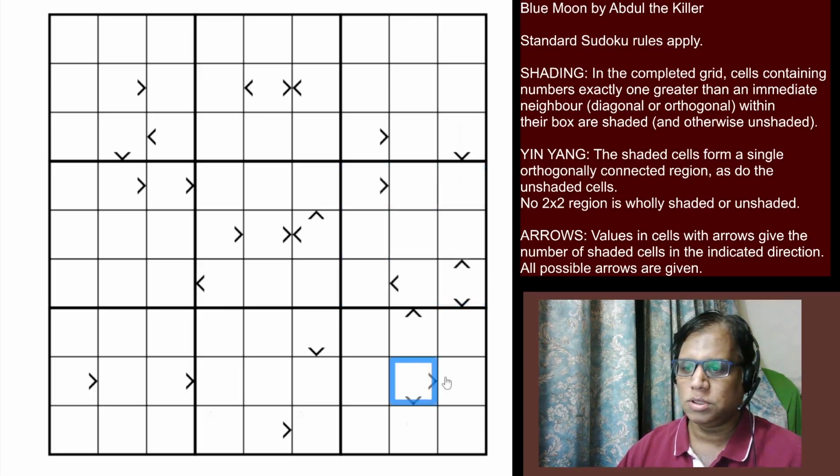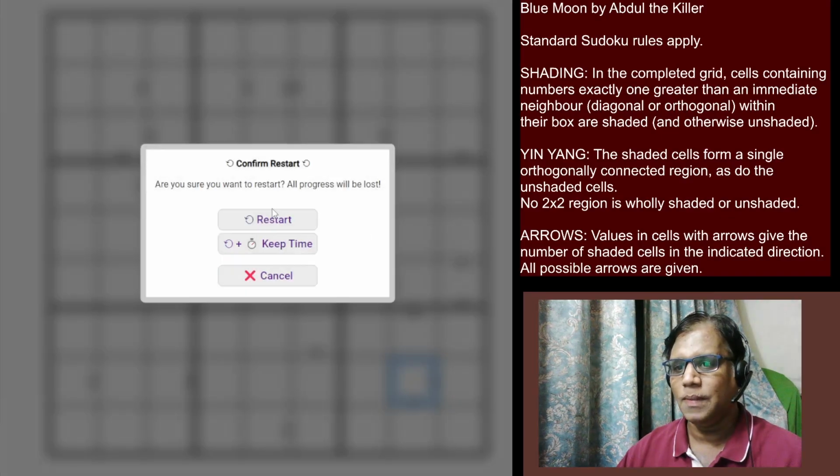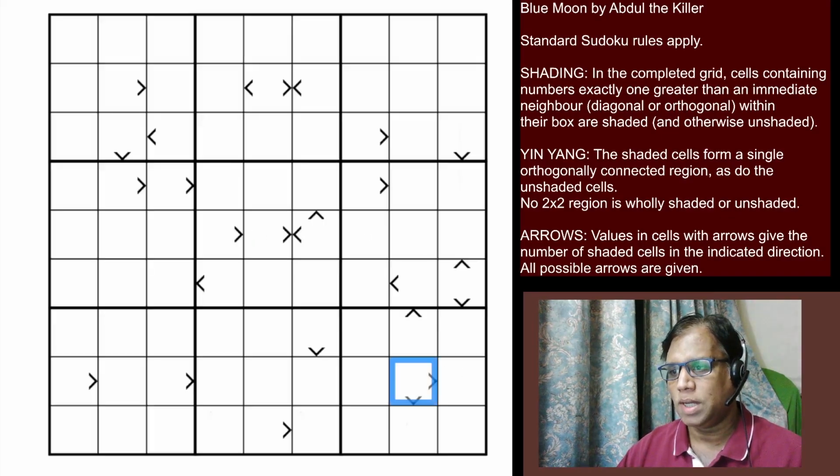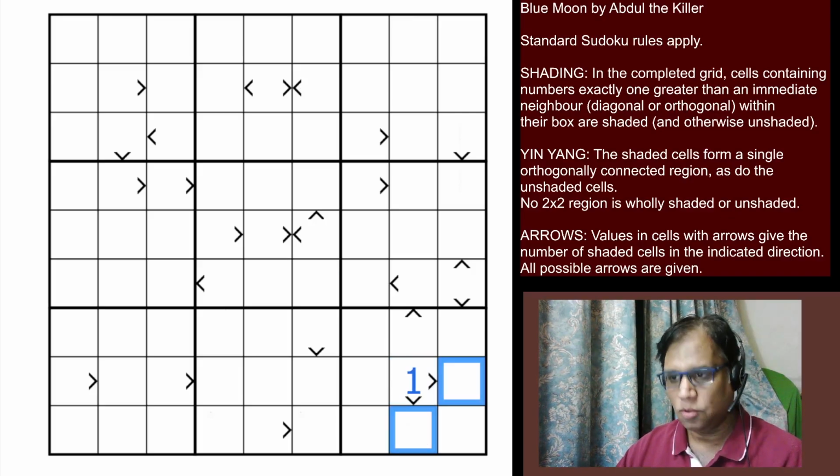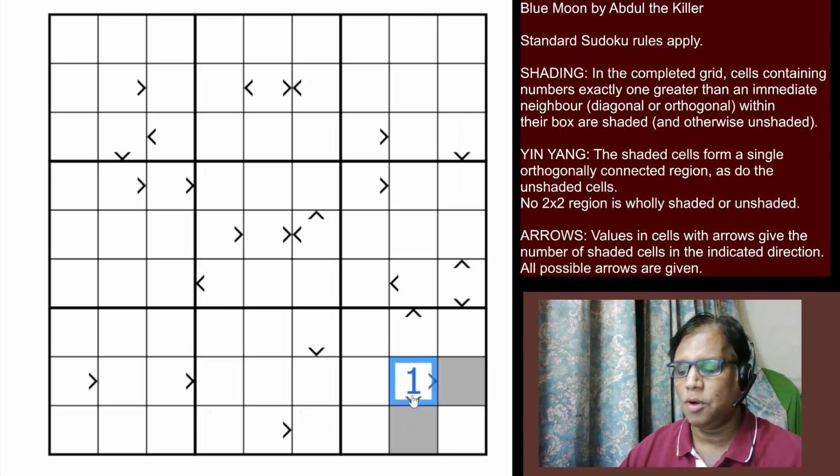So to start with, let me restart again. You can see that there is this cell which is pointing to this, and it cannot be 0, so clearly this is 1, and that means this must be shaded. Sorry, what is that? So this must be 1. Now if you think about 1, it should always be unshaded, because you do not have anything lesser than 1, and the rule says that only the cells which are 1 higher than the neighboring should be shaded, but 1 does not have anything lower than it, so 1 should always be unshaded.